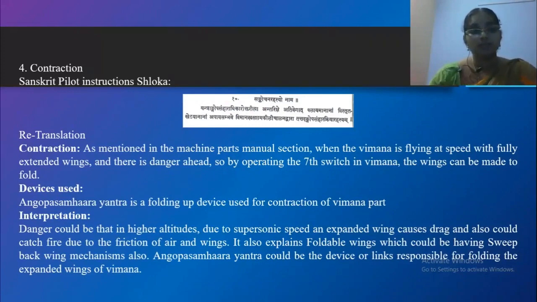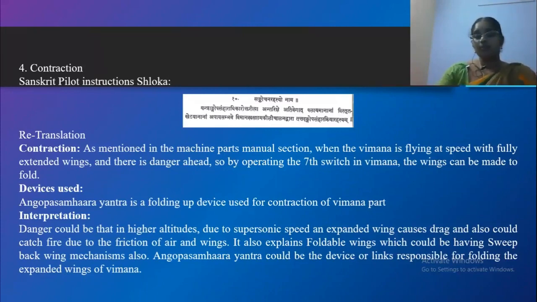So here is a shloka from the Vaimanika Shastra, picture you can see, and this shloka is about contraction. The translation, as mentioned in the machine parts or manual section: when the Vimana is flying at speed with fully extended wings and there is danger ahead, by operating the 7th switch in the Vimana, the wings can be made to fold.